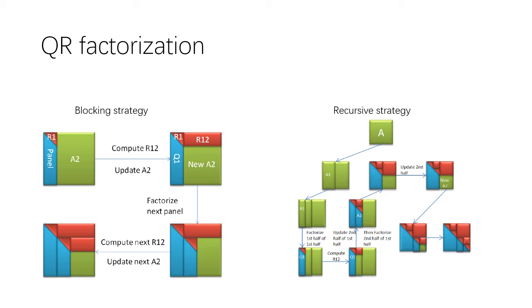Recursive strategy is shown in the figure on the right. We divide the matrix into two half submatrices until the submatrix is small enough, and we also call the submatrix a panel. Then we perform QR factorization on the left half panel and then update the right half panel. Finally, we can factorize the whole matrix recursively.